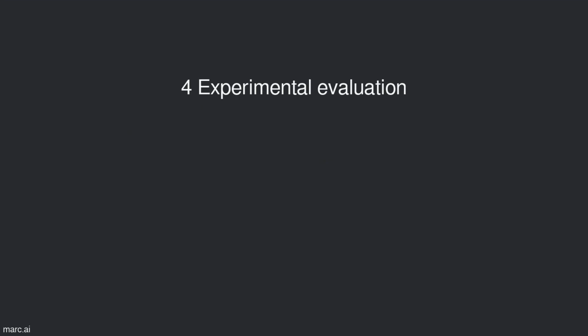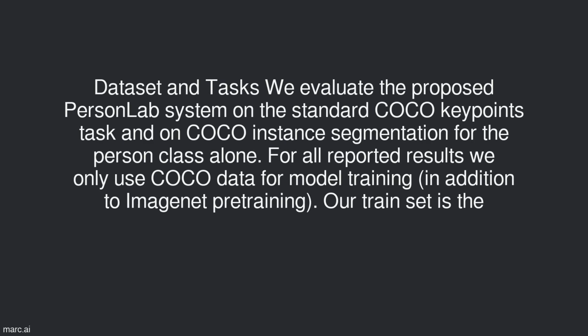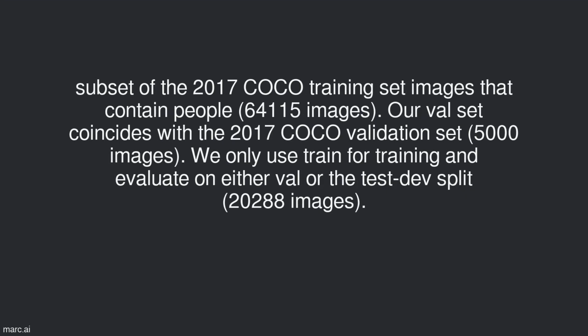4. Experimental evaluation. 4.1 Experimental setup. Dataset and tasks. We evaluate the proposed PersonLab system on the standard COCO keypoints task and on COCO instance segmentation for the person class alone. For all reported results we only use COCO data for model training, in addition to ImageNet pre-training. Our train set is the subset of the 2017 COCO training set images that contain people (64,115 images). Our val set coincides with the 2017 COCO validation set (5,000 images). We only use train for training and evaluate on either val or the test-dev split (20,288 images).